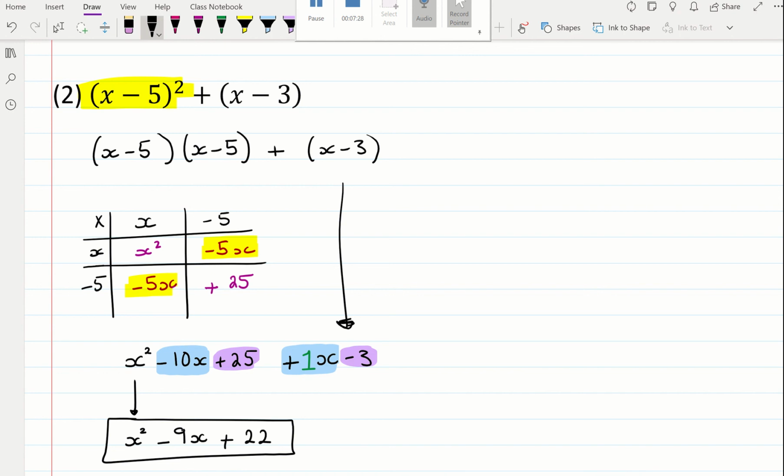Now look carefully at examples 3 and 4, because when there is a minus rather than a plus between the brackets, that's when things get a little harder.